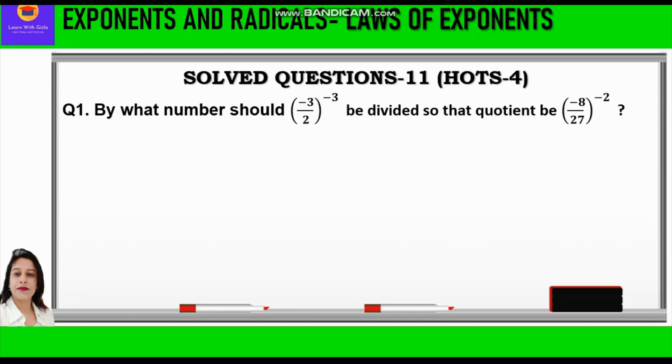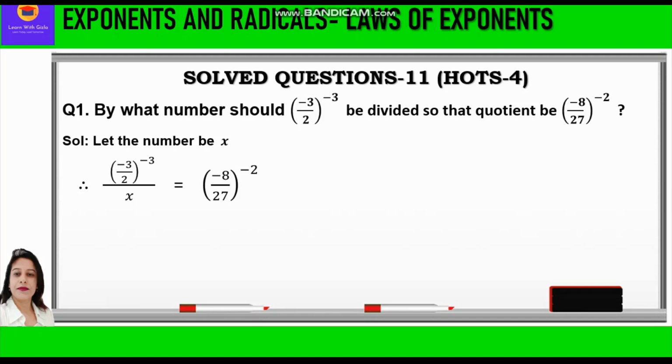It is given: by what number should (-3/2)^(-3) be divided so that the quotient is (-8/27)^(-2)? Let us assume that the number is x. So this number should divide (-3/2)^(-3) and we should get the quotient (-8/27)^(-2). Accordingly, we write (-3/2)^(-3) / x = (-8/27)^(-2).